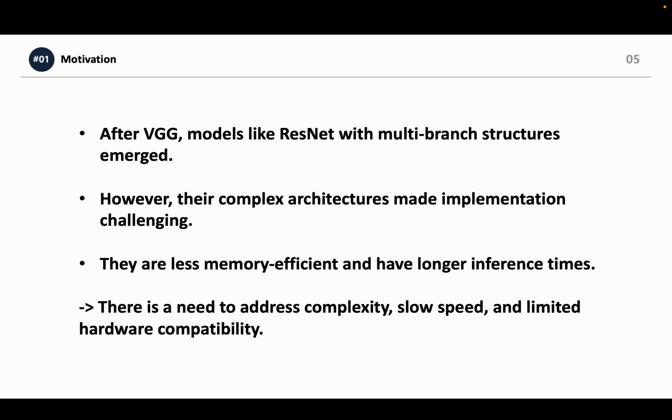After VGG, multi-branch models such as ResNet were introduced. However, their complex structure made them harder to implement, less memory efficient, and slower in inference. RepVGG was proposed to address these challenges, complexity and inference speed.